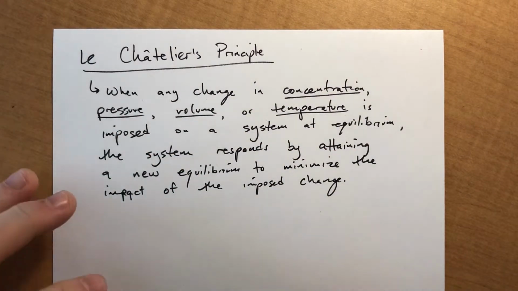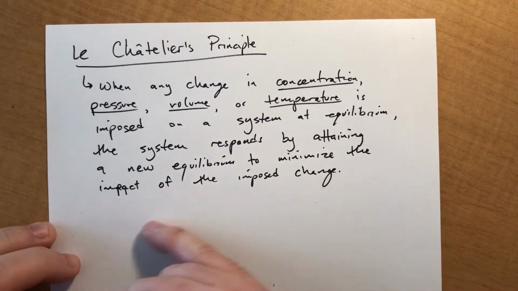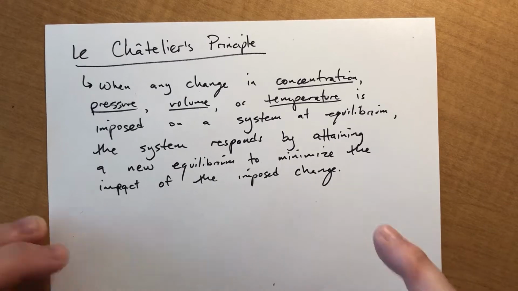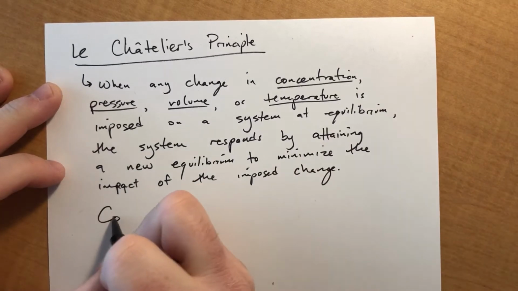Usually what this means is it's either going to have to shift to the left to create more reactants or shift to the right to create more products. Those are the two main options. So let's talk about concentration first.